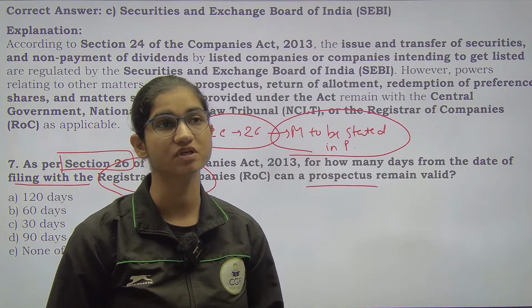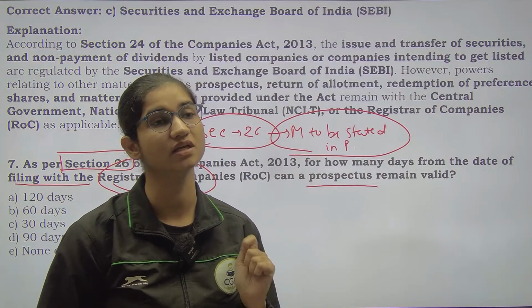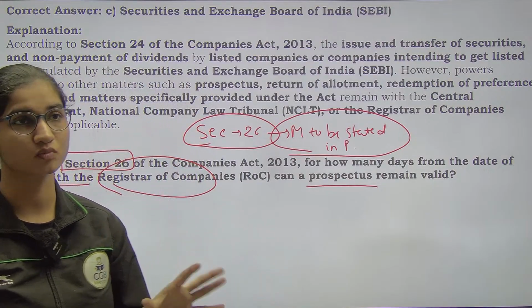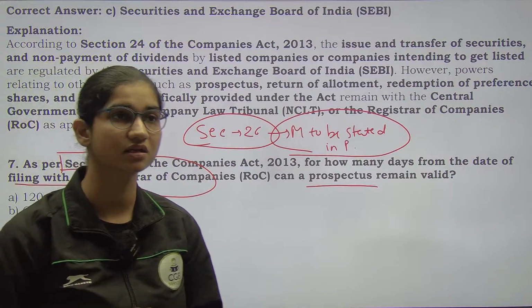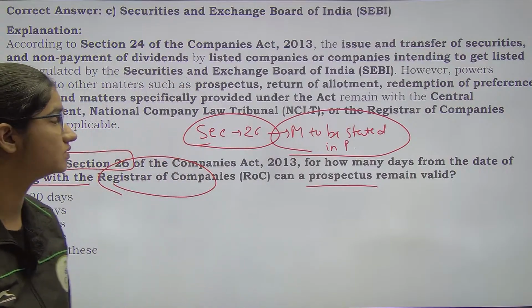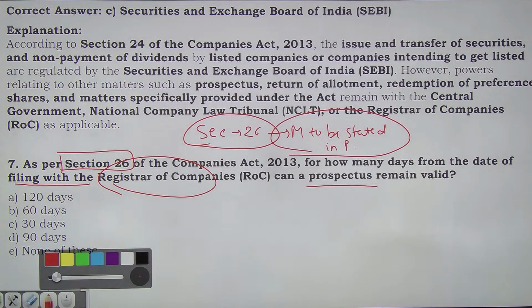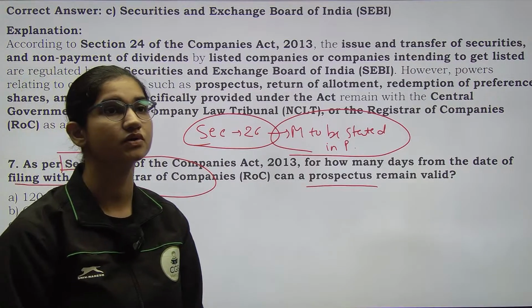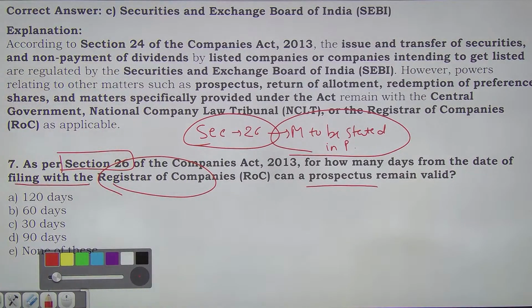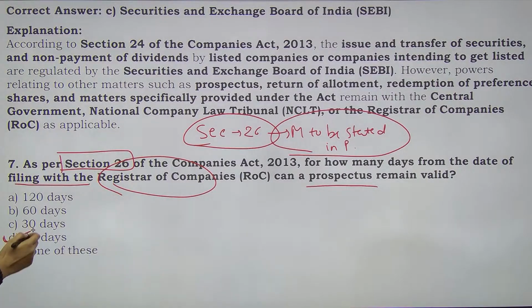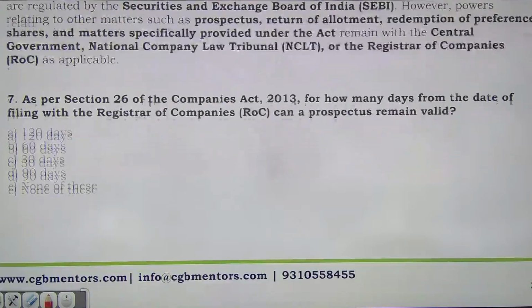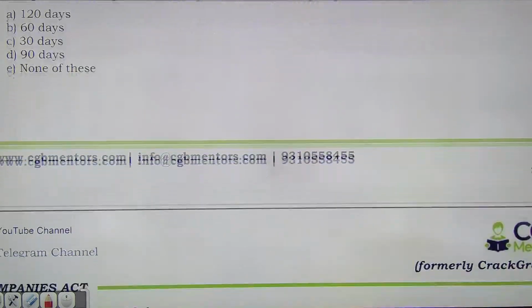But from the IBPS point of view, in this particular section, only one point is most important. Although IBPS can ask anything, this particular point seems to be most important as per the trend. So it is asking you कि once the prospectus has been filed with the ROC, for how many days will it remain valid? It shall remain valid for 90 days. So the correct answer here is answer number D. Okay, now moving forward to the next point.